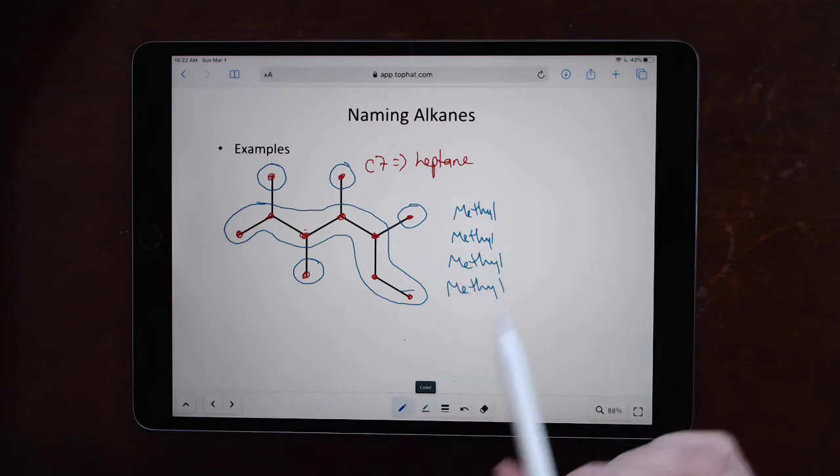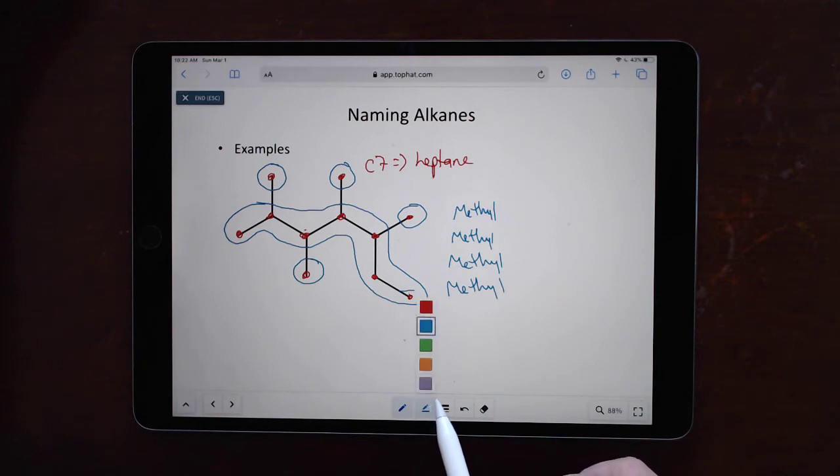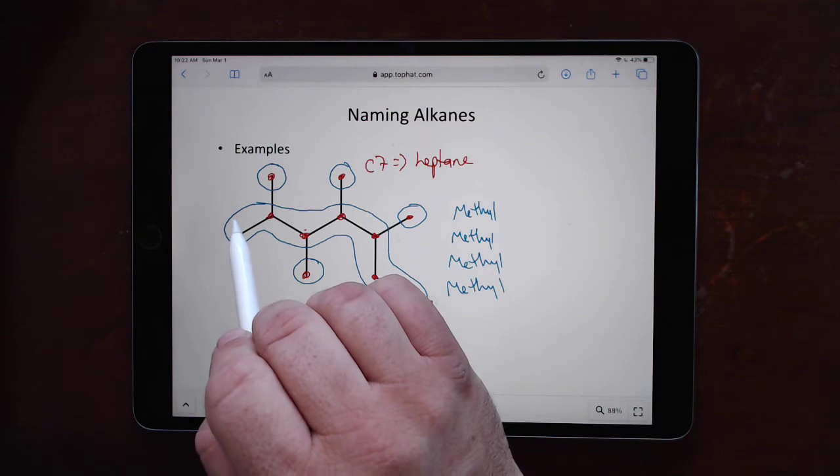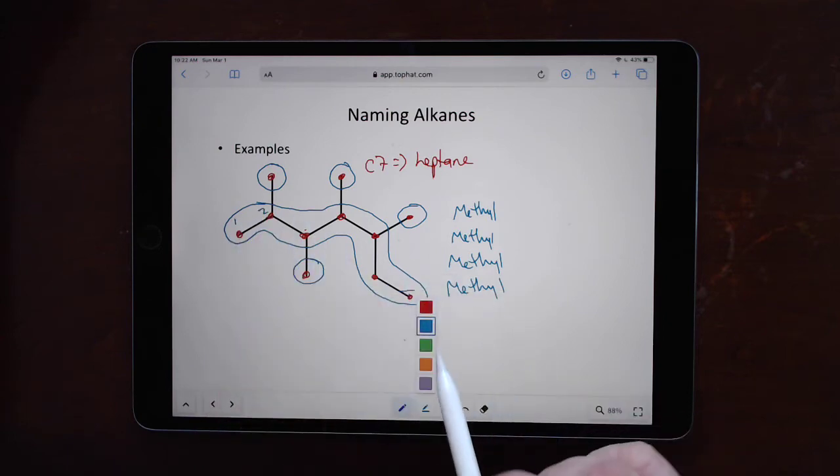And we need to deal with the numbering. We've got to start on this side. So 1, 2. Oops.